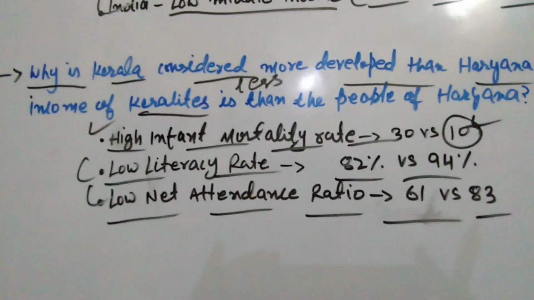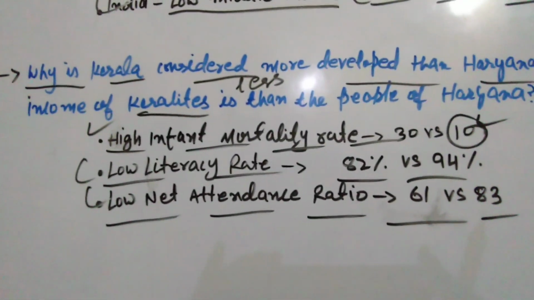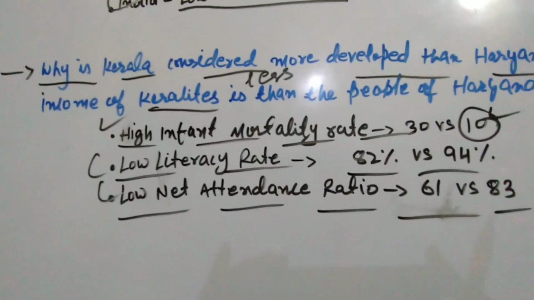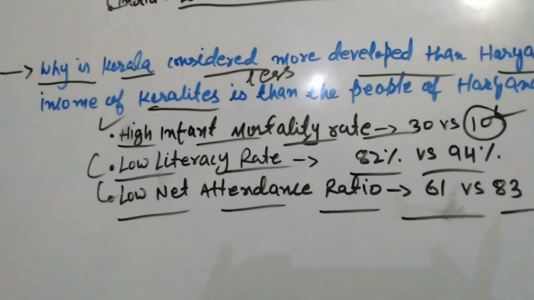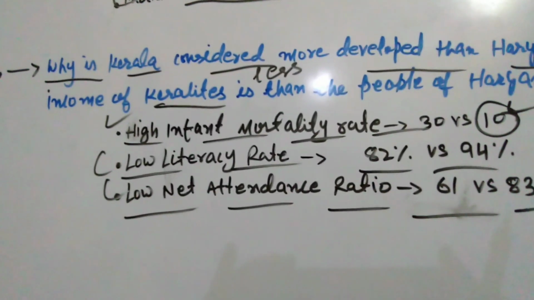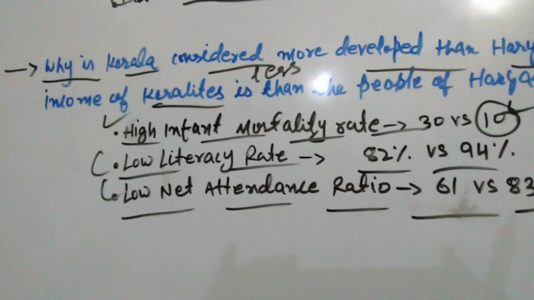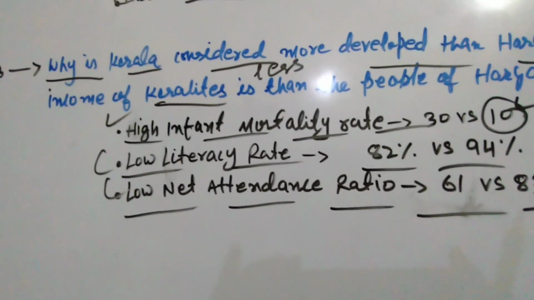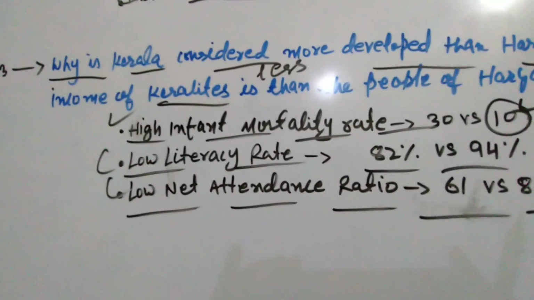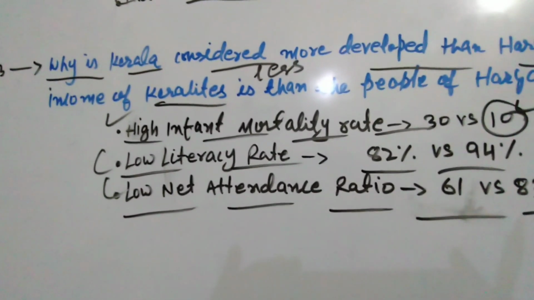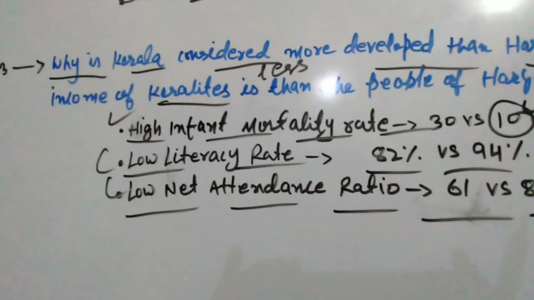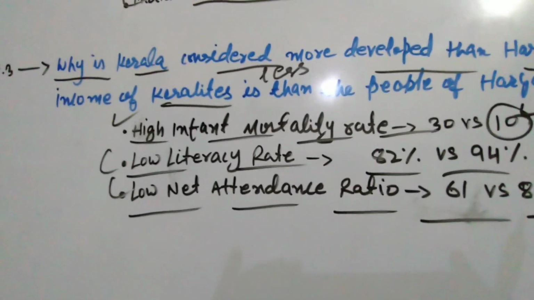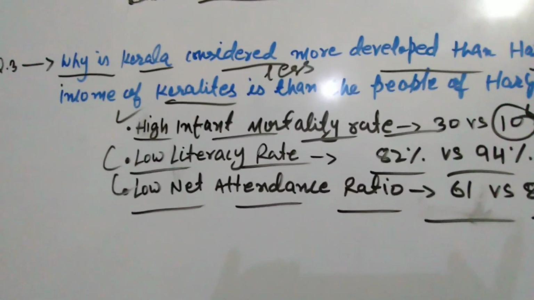In comparison to Haryana, 83 out of every 100 Keralite whose age is around 15 years are studying in school. But this number is very less in Haryana, as only 61 out of 100 Haryanvi people are getting education or admitted in any school.